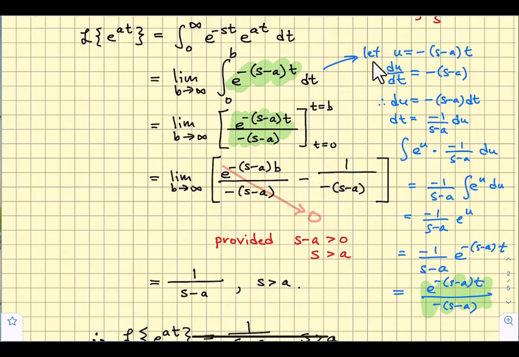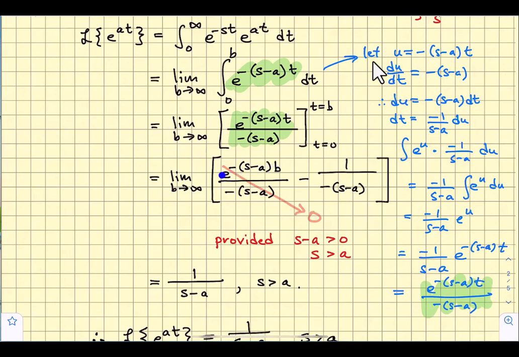And now stare at this in black. We want to see when this converges. We need this to be finite. This term is independent of b, so it's not really part of our analysis. So we look at this part and we say, well, in order for this to be finite, we know b is positive and getting large, so we need the exponent here other than the b to be negative. For this to be negative, s minus a must be positive. If s minus a is positive, then s has to be greater than a.